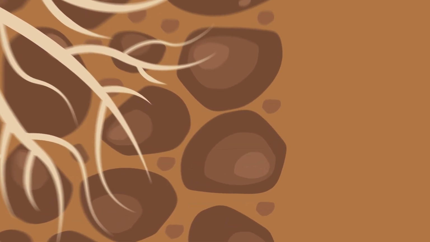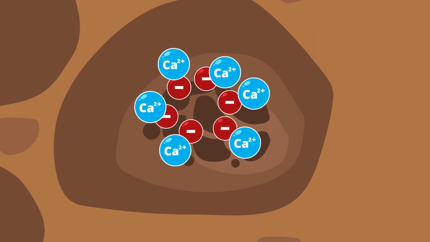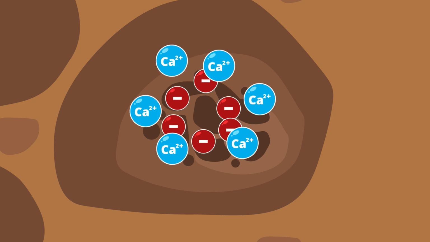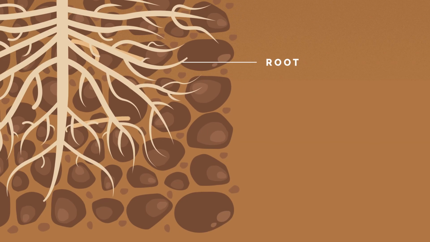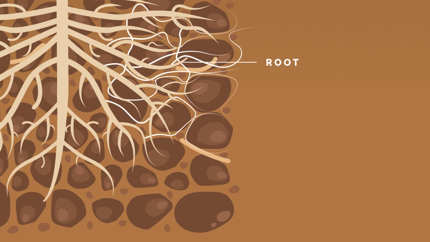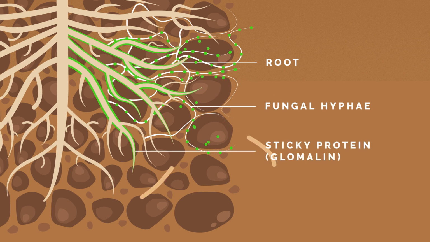soil biology flourishes. Aggregates are made up of smaller soil particles held together by the positive-negative bonds between positively charged cations, particularly calcium, and negatively charged soil particles. Aggregates are further stabilized by plant roots and fungal hyphae, thread-like structures that weave between the soil particles, keeping them together. Fungi also produce glomalin, a sticky protein that further stabilizes the aggregates.